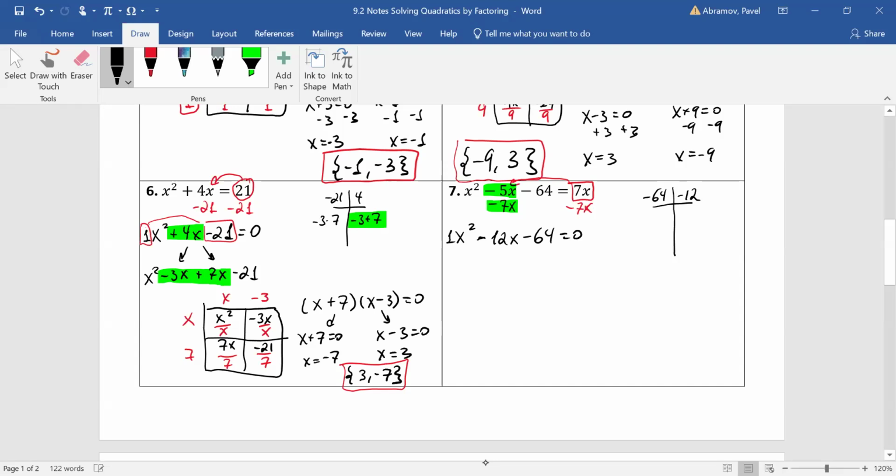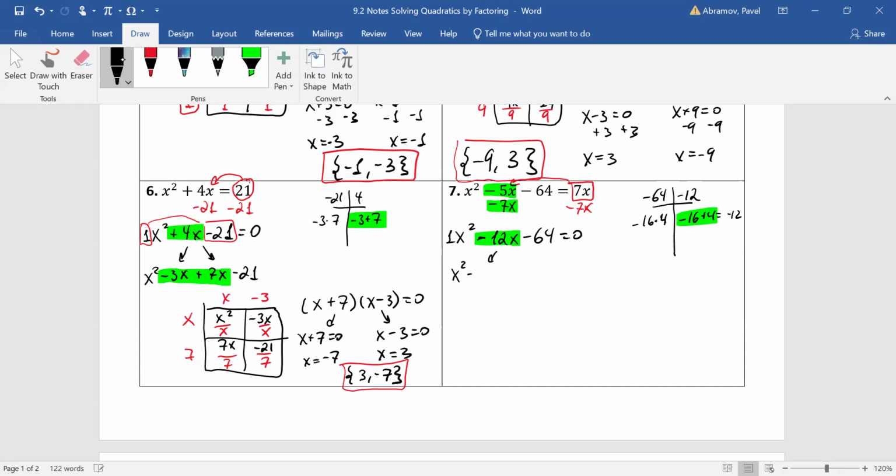So it will be negative 16 and positive 4. This one's a little bit harder numbers, but when we check it, negative 16 plus 4 does give us negative 12. Okay, so we continue on. We're using negative 16 and 4 to break up negative 12x.